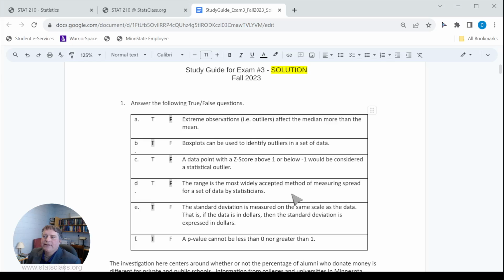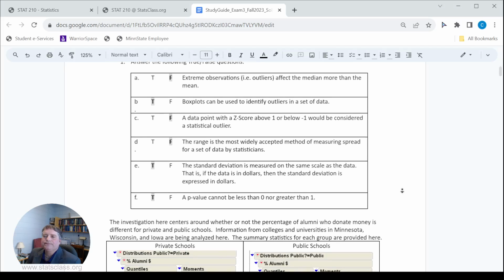The range is the most widely accepted method of measuring spread in a set of data. That's false. We use the standard deviation. Next, the standard deviation is measured on the same scale as the data. That's true. And then the p-value is a probability, so it cannot be less than 0, nor can it be greater than 1. So that is going to be true.